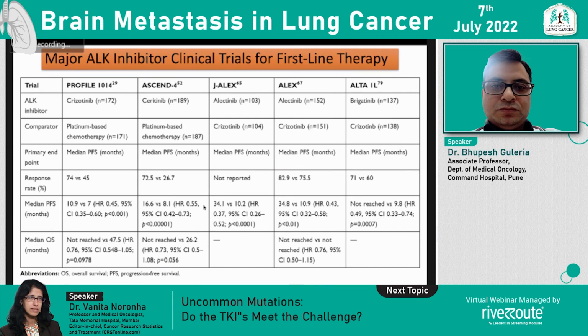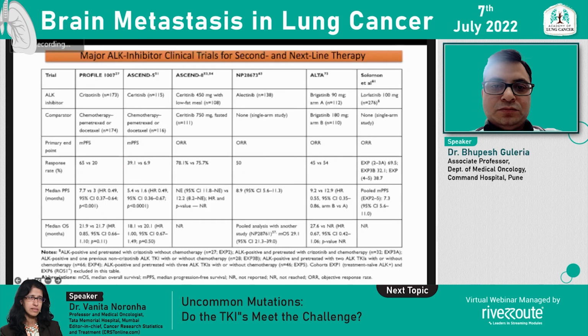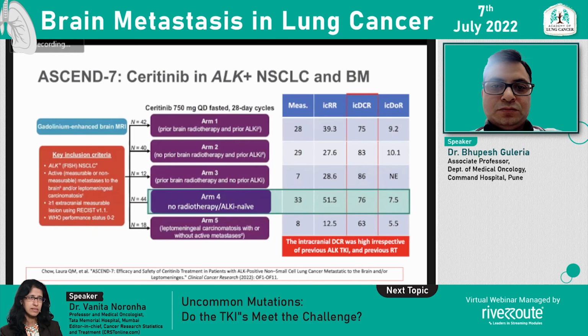And we have found that there are significant response rates as compared to either platinum-based therapy or the first line therapy. These drugs were also evaluated in the second and next line therapy, and the response rates were very good. ASCEND-7 has evaluated ceritinib in ALK positive non-small cell lung cancer with brain metastasis, and we have found that the response rates were significant when patients were ALK naive and no radiotherapy was offered upfront. The intracranial response rates were high.